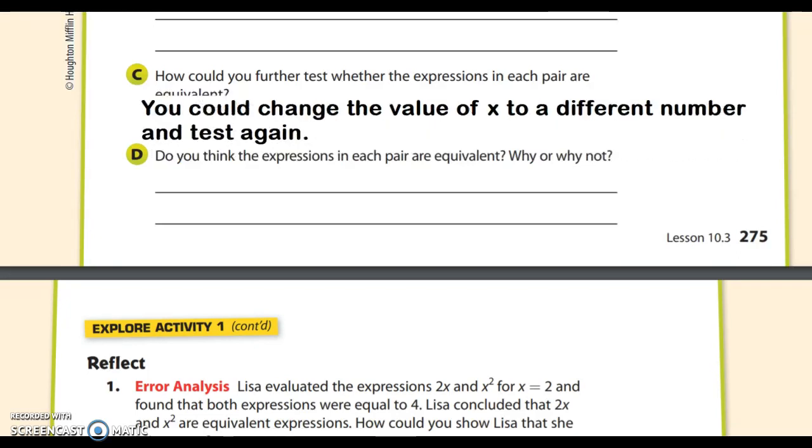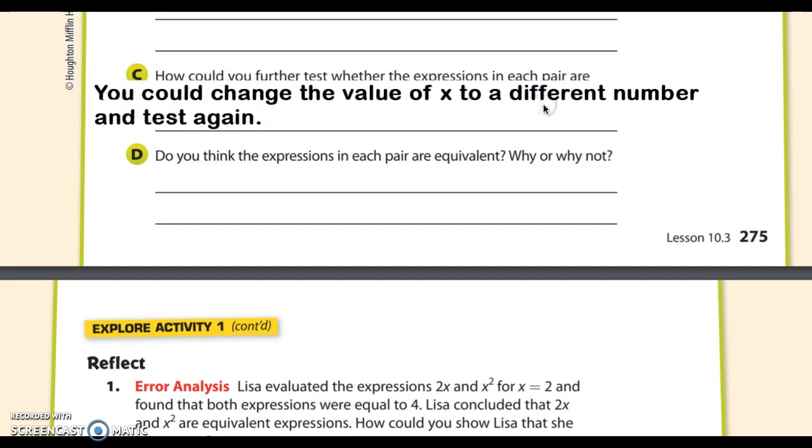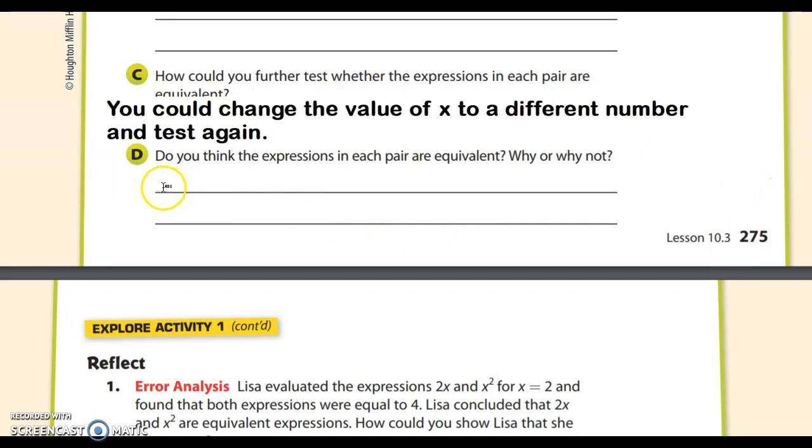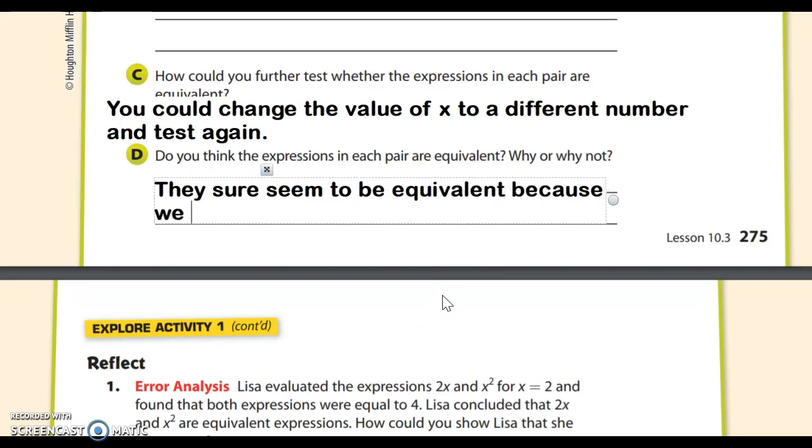And this kind of goes along with my next answer. D says, do you think the expressions in each pair are equivalent? Why or why not? They sure seem to be. Whether or not we can know for a fact that they're equal to each other, we can write they sure seem to be. They sure seem to be equivalent because we tested them with more than one value. I'm going to say we tested them for x equals 3 and x equals 5. And we'll just end it right there.